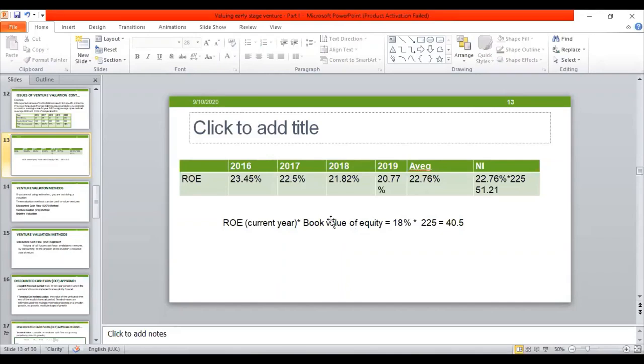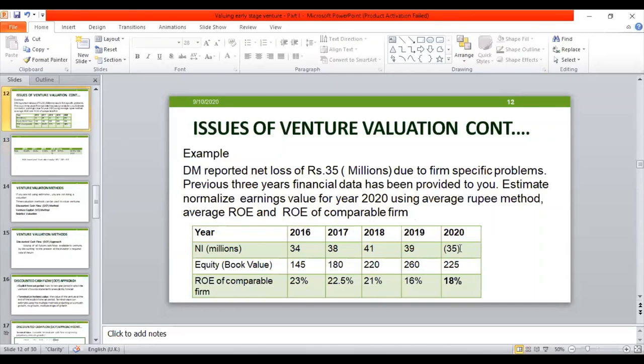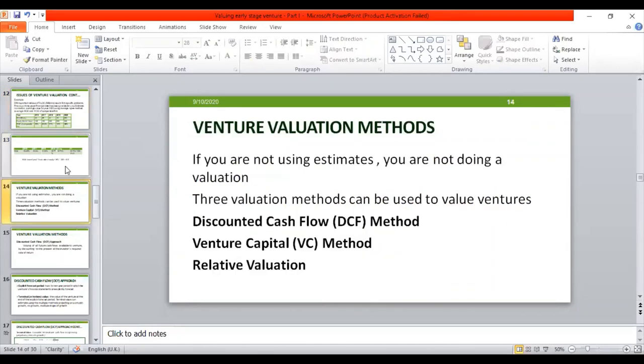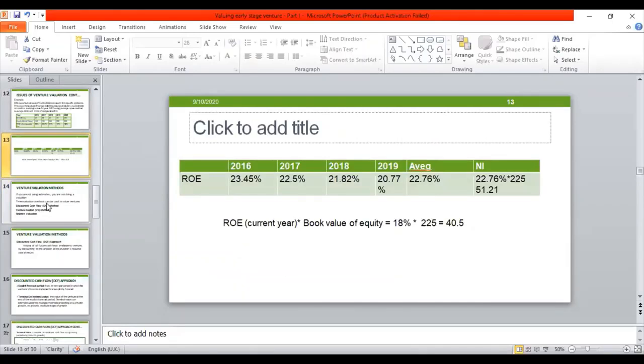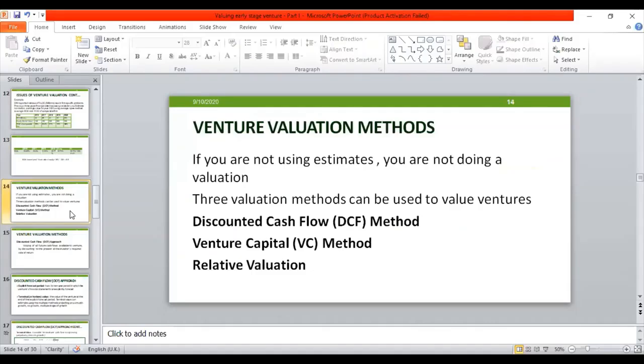have to go for this third method, which is taking the current year return on equity of a comparable firm to replace the negative earnings value. So according to the three approaches, there are three values to replace this negative earnings value. Right. Then we will move on to the venture valuation methods. So I hope you all are clear with these three methods of normalizing earnings.